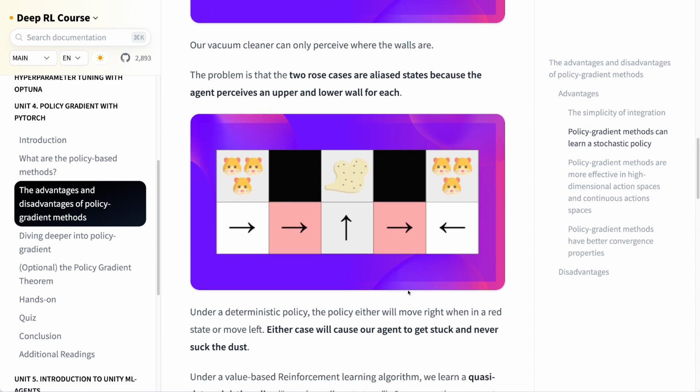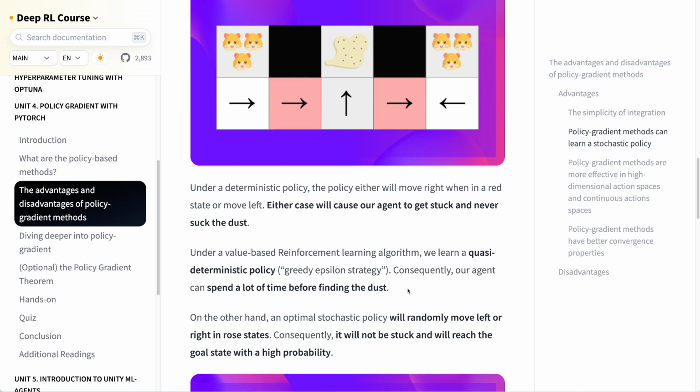Under a deterministic policy, the policy will either always move right when in a red state or always move left. Either case will cause our agent to get stuck and never suck the dust. Under a value-based reinforcement learning algorithm, we learn a quasi-deterministic policy, an epsilon-greedy strategy. Consequently, our agent can spend a lot of time before finding the dust. On the other hand, an optimal stochastic policy will randomly move left or right in red states. Consequently, it will not be stuck and will reach the goal state with high probability.